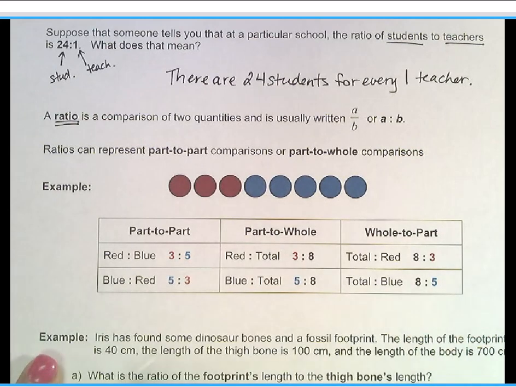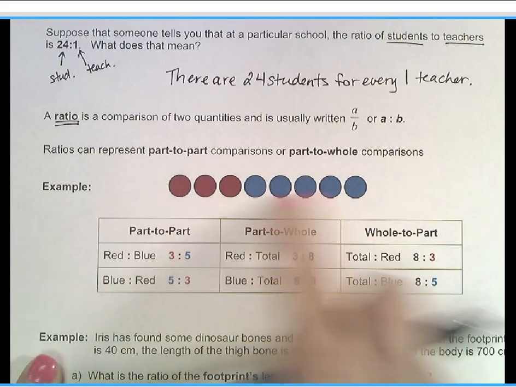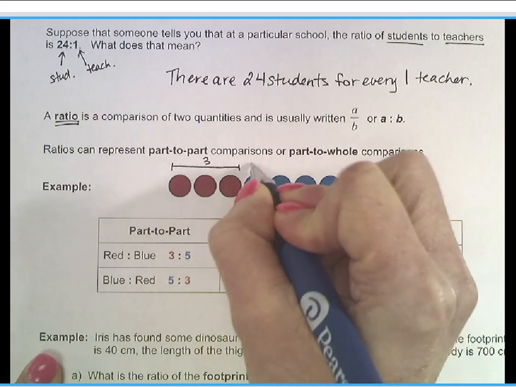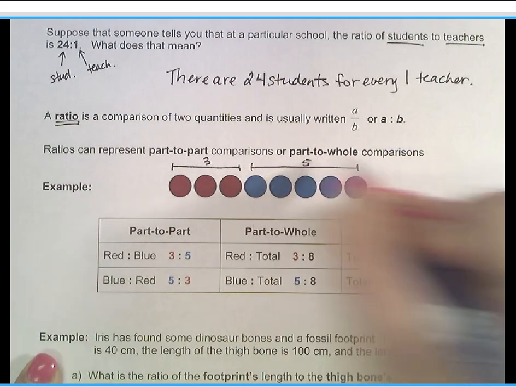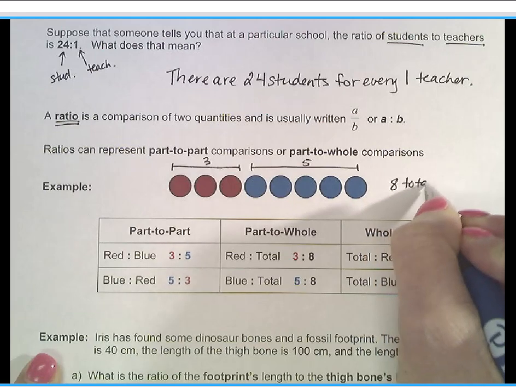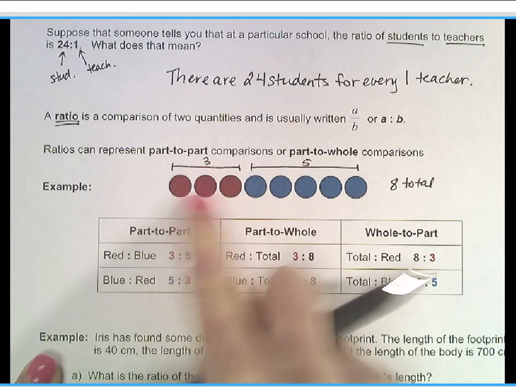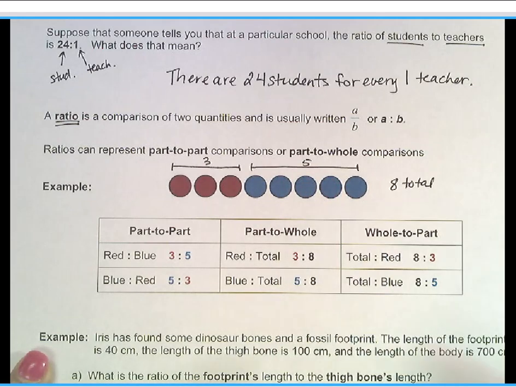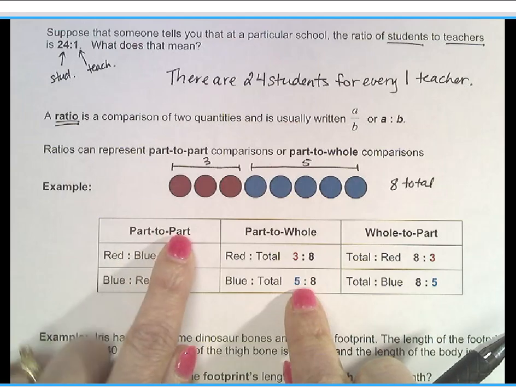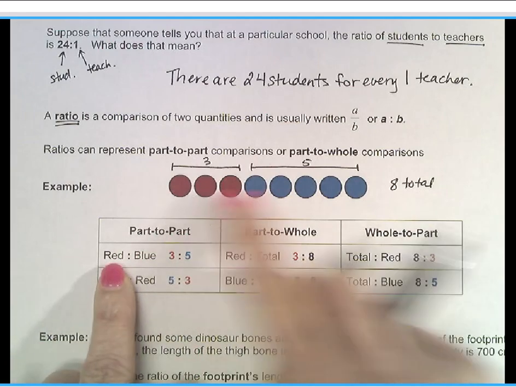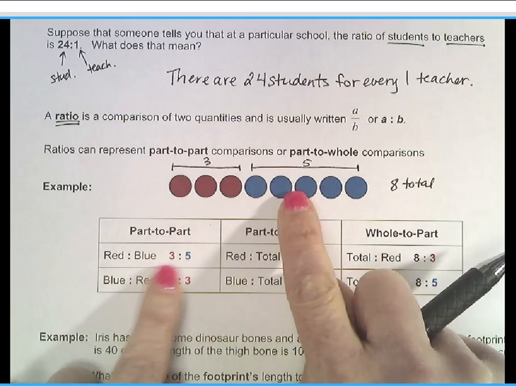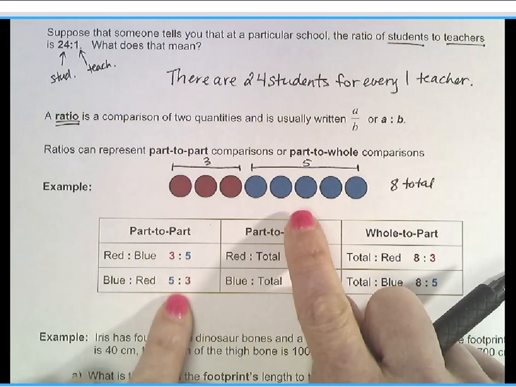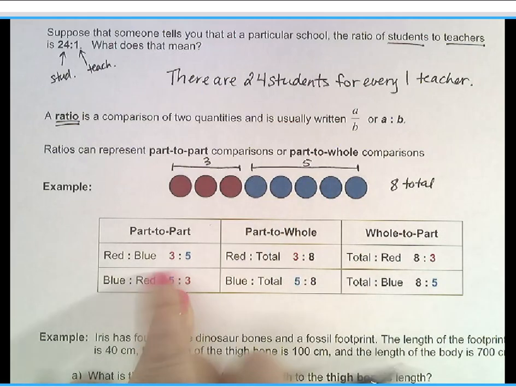So I'm going to do an example here just with some dots. So let's say we have these dots. There's 3 red ones, there are 5 blue ones, and there's 8 total. So you could think of there's part of them are red, part are blue, and then the whole amount is 8. So if I wanted to do a part-to-part comparison, maybe I would want to compare the red part to the blue part. So red to blue would be 3 to 5. Or you could do it blue to red. Blue to red would be 5 to 3. You just put them in the order that you said them.